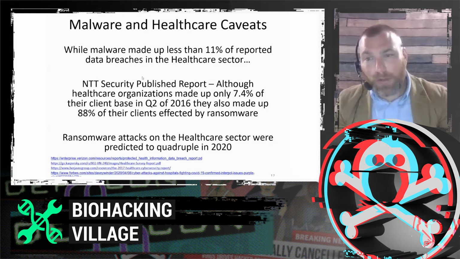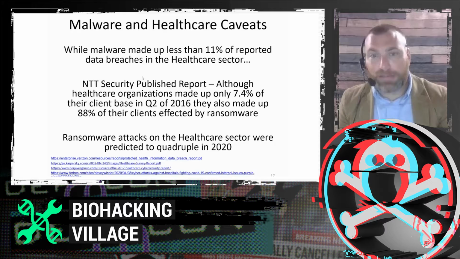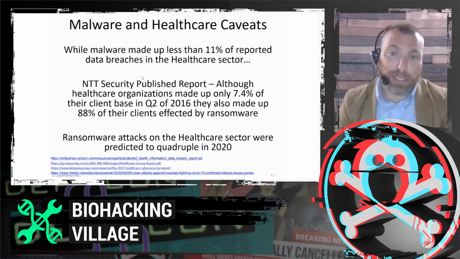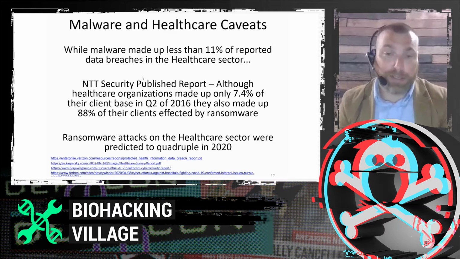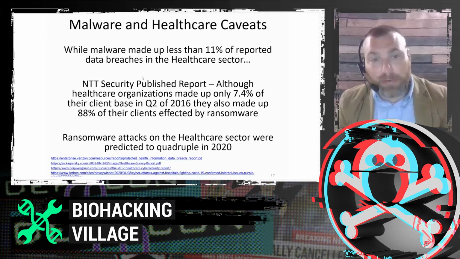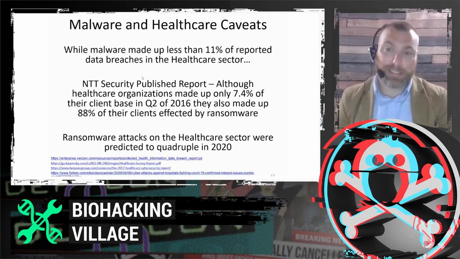So while I am trying to highlight the fact that insider threat is statistically a lot bigger for data breaches within the healthcare sector, obviously with malware there are certain caveats that we need to talk about. It is certainly increasing. This was an interesting report that came up from NTT Security. They published a report back in Q2 of 2016, it's a little bit dated now.